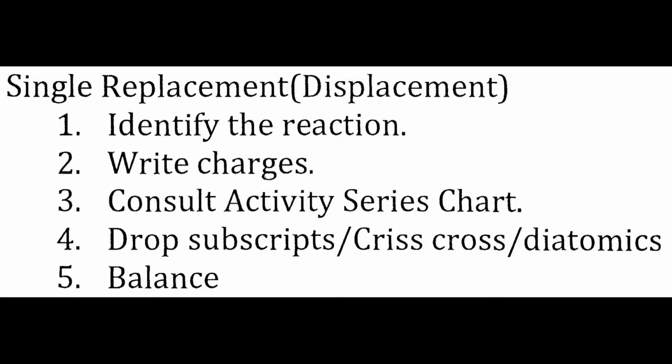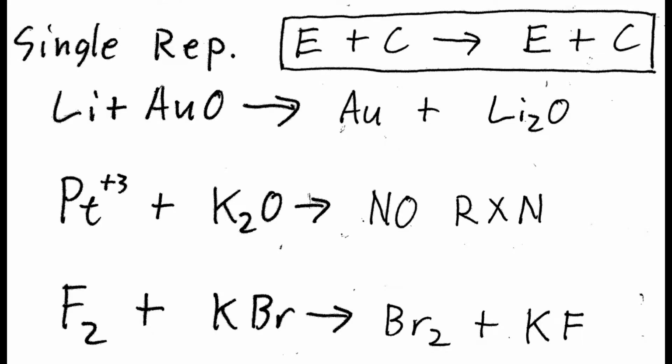So what does this mean? If gold is getting kicked out, it goes by itself. Same rules still apply from the previous one. If they are diatomic, they get a two. So basically, number three, after you write the charges down, consult your chart. If a reaction does take place, go ahead and make the new compound. You do the same thing like before. Drop subscripts, and if they're diatomic, get two.